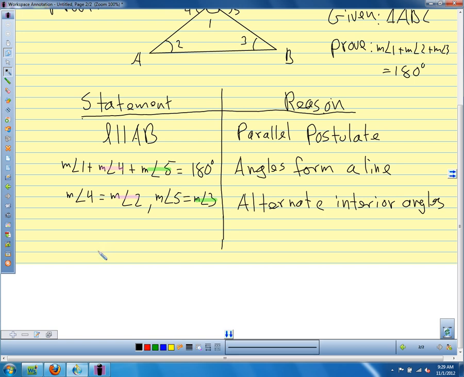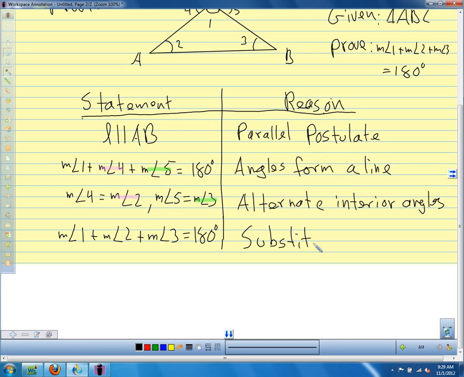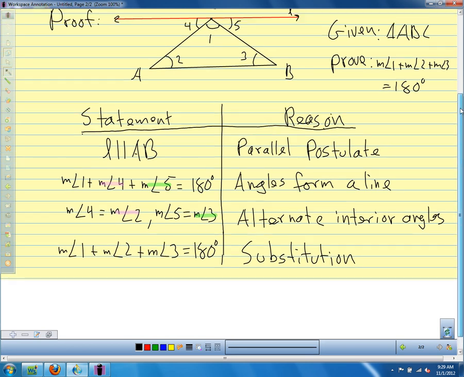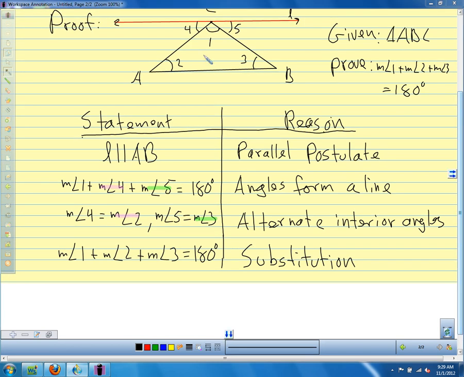because they're the same, and say that the measure of angle 1 plus the measure of angle 2 plus the measure of angle 3 equals 180. And what I've done is substitute measure of angle 2 for measure of angle 4 and measure of angle 3 for measure of angle 5. So my reason is substitution. And we're done.